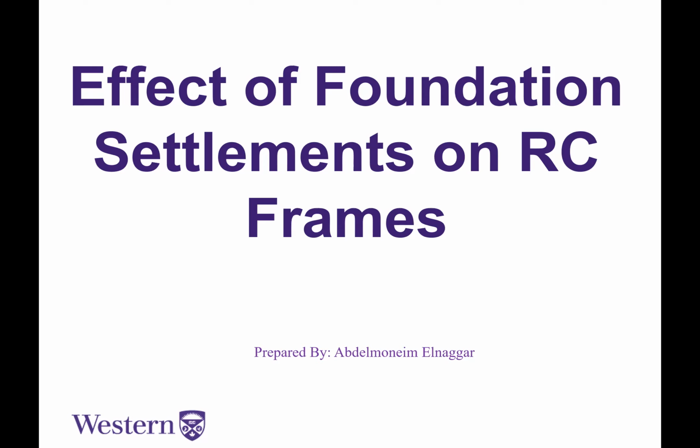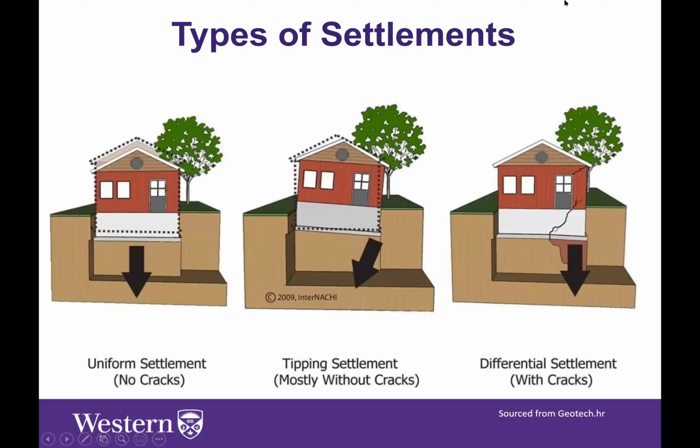So today we're going to be talking about the effect of foundation settlements on reinforced concrete frames. First of all, let's talk about the different types of settlements that we might experience within a structure. We have three main patterns. The first one is when you have a uniform settling of the whole structure. You usually won't find any structural damage within this uniform settlement.